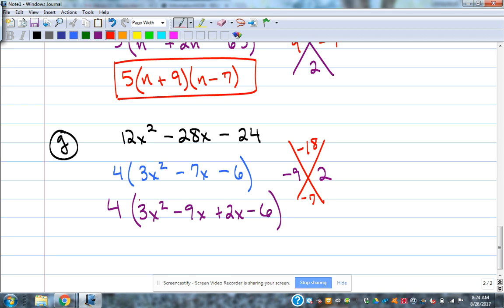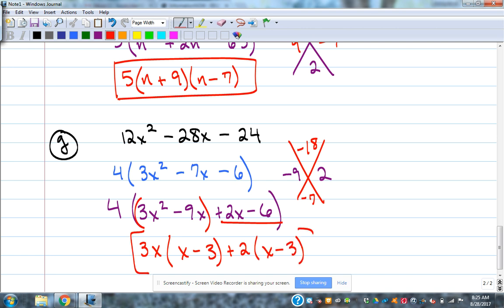Then we group. First two together, 3x squared and negative 9x. Both got an x, right? So that's going to leave x minus 3. What do the second two have in common? Kind of 2, positive or negative? Positive. This sign right here is going to tell you which one to pull out. If it's a positive there, it's going to be a positive you pull out. If it's a minus there, it's going to be a negative you pull out. Plus 2, that's going to leave x minus 3. I'm using brackets here to just differentiate between what's what.